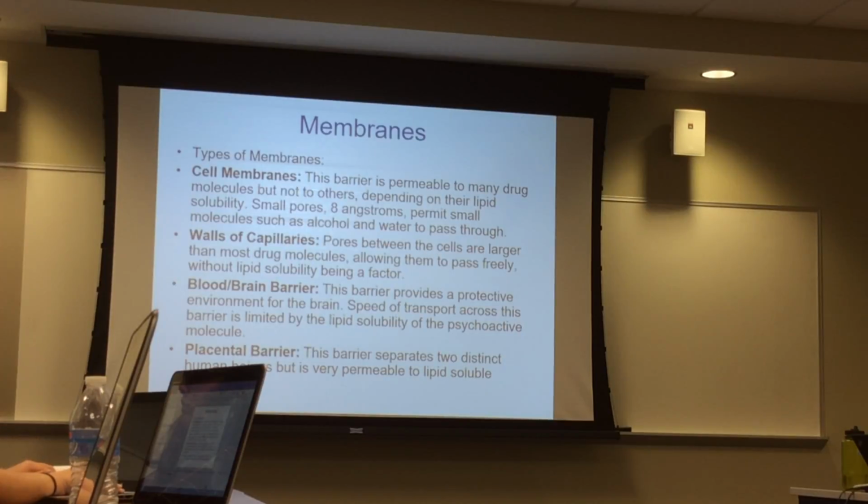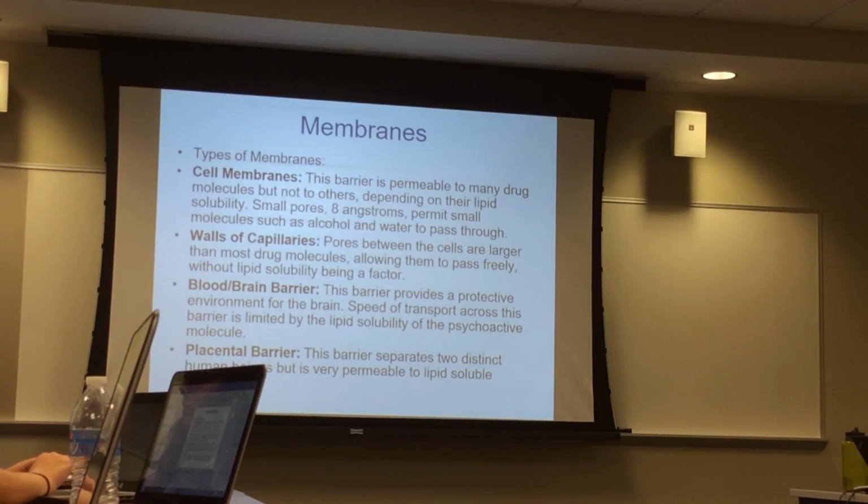Can anybody tell what's an angstrom, except those who have the notes in front of them? 10 to the negative 10. So it's 10 to the negative 10 of a meter. So the pore size has to be too small, which means the drug molecule, or the unit of the drug, has to be smaller than this size to cross the cell membrane through the pores. But it can cross through the membrane itself if it's lipid soluble enough.